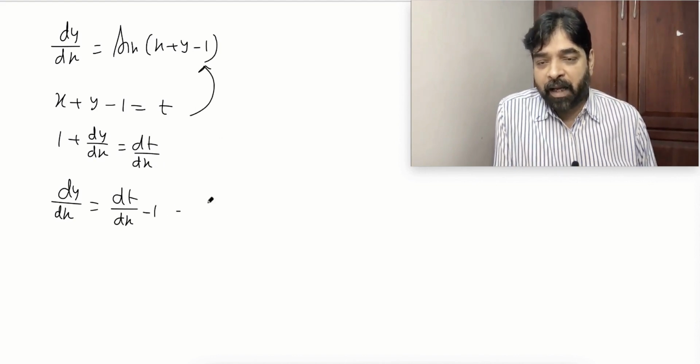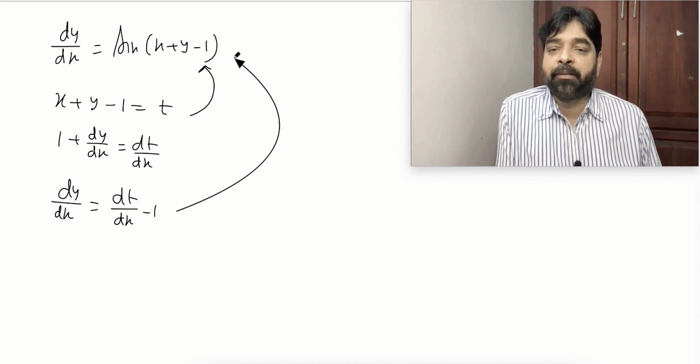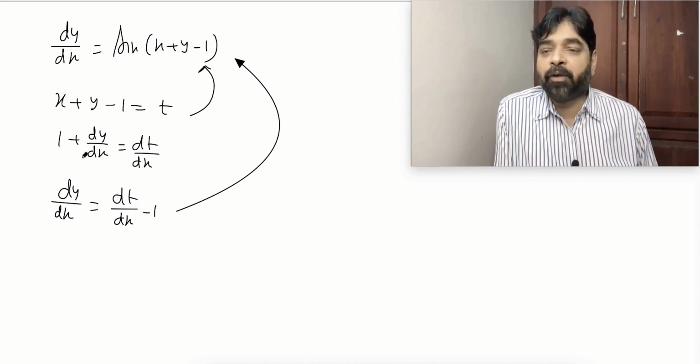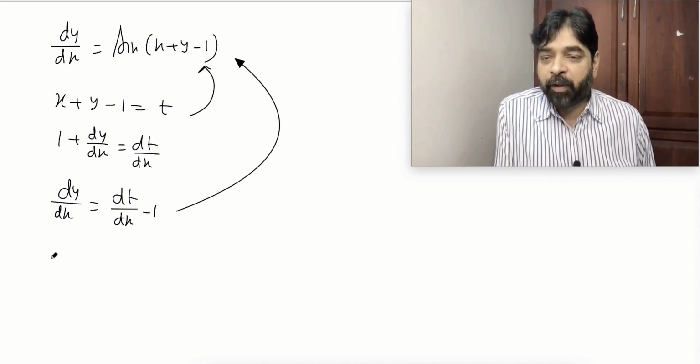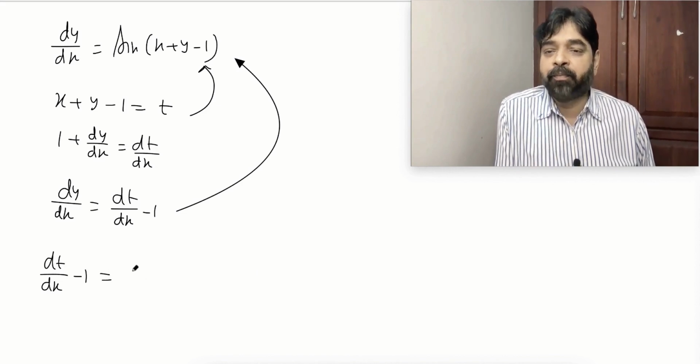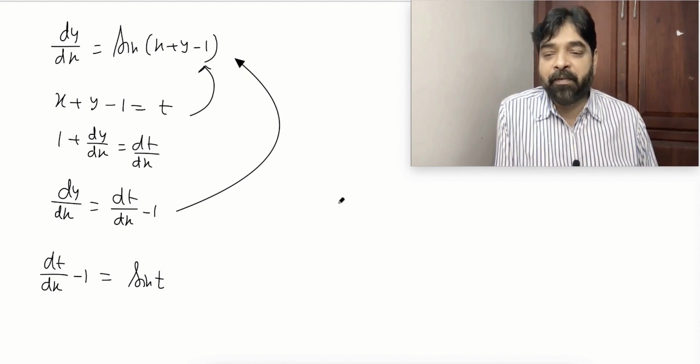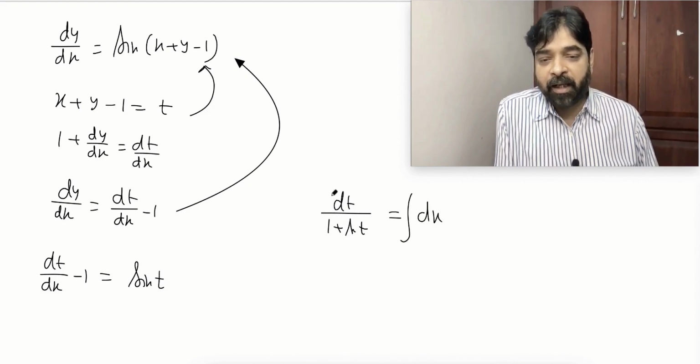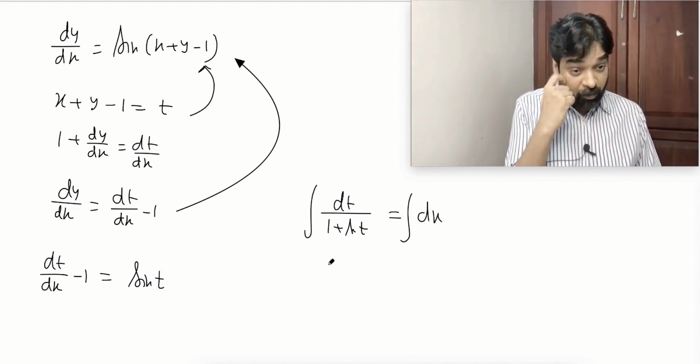This as well as this I will substitute here. If you substitute both, you are going to get dt by dx minus 1 is equal to sine t. Now variable separation we can apply very easily. We will say dt by (1 plus sine t) is equal to dx. The rest is the integration part. Some people are thinking how to do the integration.